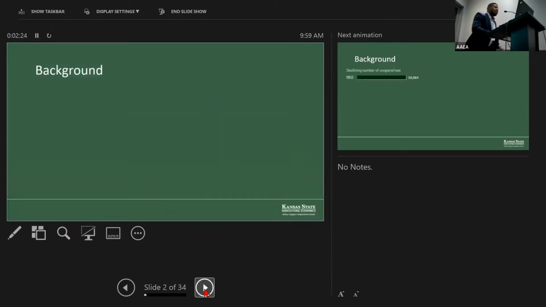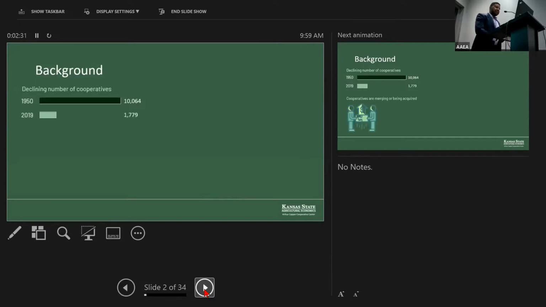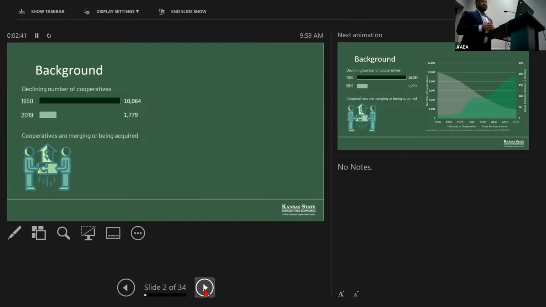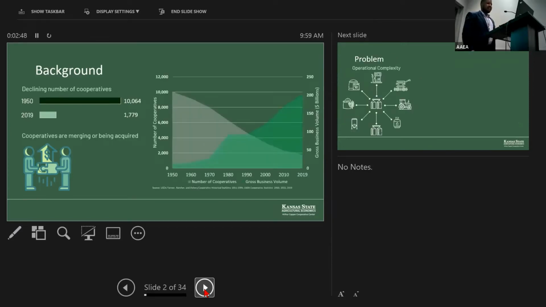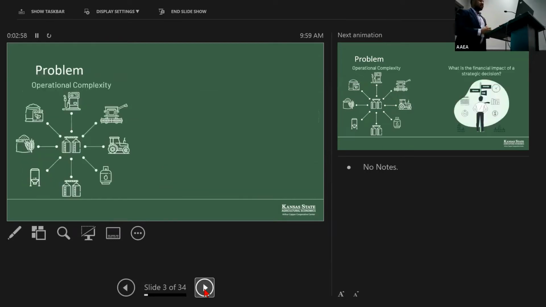So the farmer cooperative landscape has been changing over the years. To demonstrate, in 1950, there were 10,064 co-ops. As of 2019, that number had declined to 1,779. So the question is, what's been happening? Well, cooperatives have been merging or being acquired. So although there are far fewer cooperatives around today, they're actually much, much larger. In fact, as of 2019, the total gross business volume came in at $203 billion compared to only $10 billion in 1950.